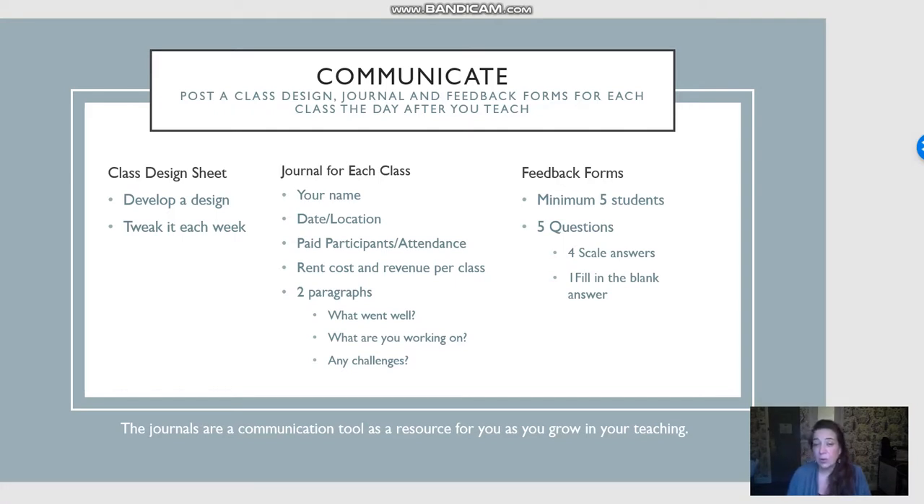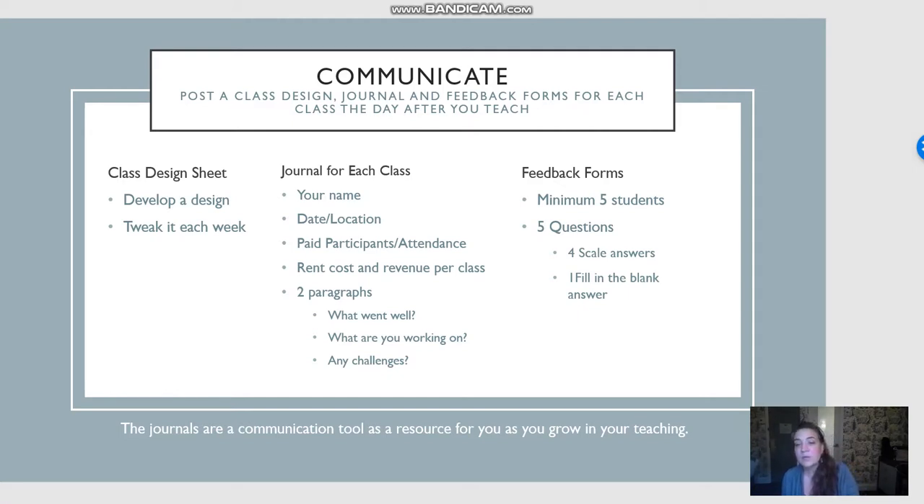You're going to journal for each class with your thoughts. Be sure to include your name, the date and location of the course, how many participants have paid, and how many have showed up. And then you're going to do an analysis with the rent cost and how much you've gotten in net revenue after paying for rent and any other supplies that you've purchased for the class. In your 2 paragraphs of your journal, you're going to say what went well and what you were working on, if there are any challenges.